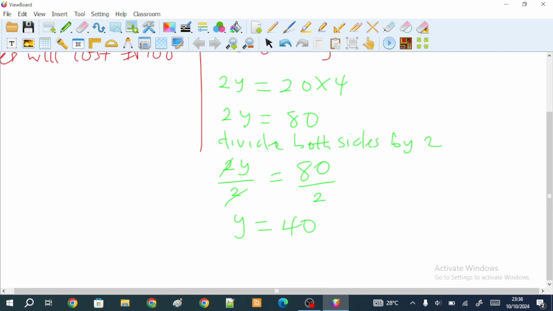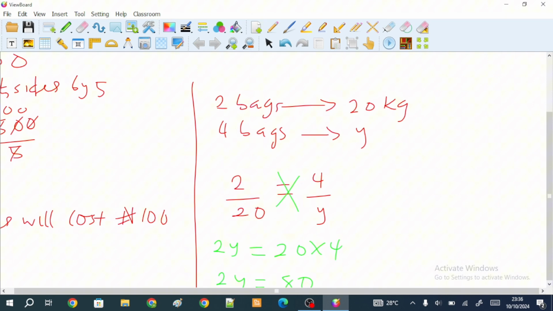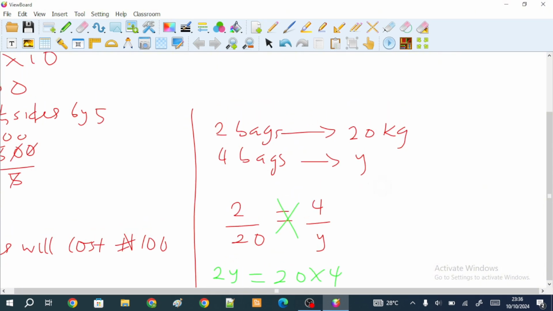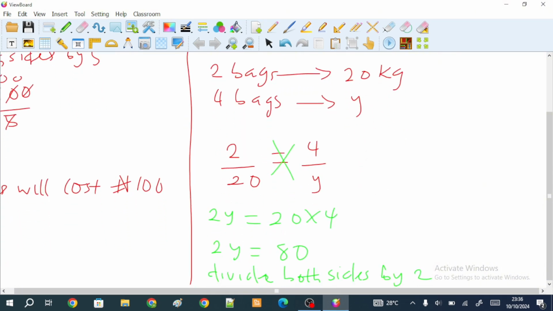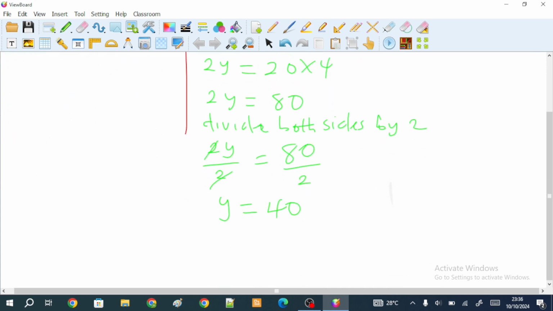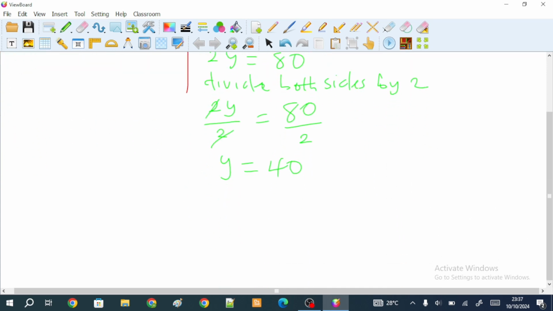So we go back to the question. The question is 4 bags of rice. How much will 4 bags weigh? What is the weight of 4 bags? So we can say 4 bags of rice weigh, according to the question, 40 kg.